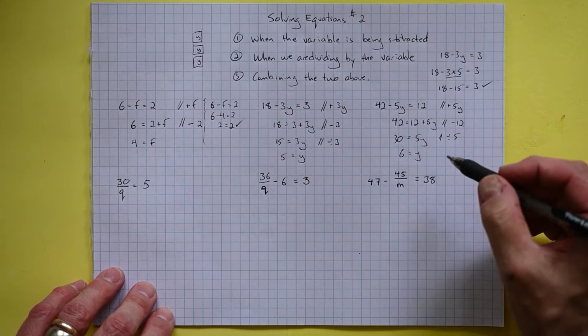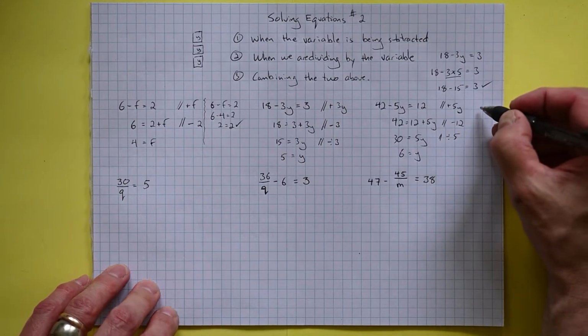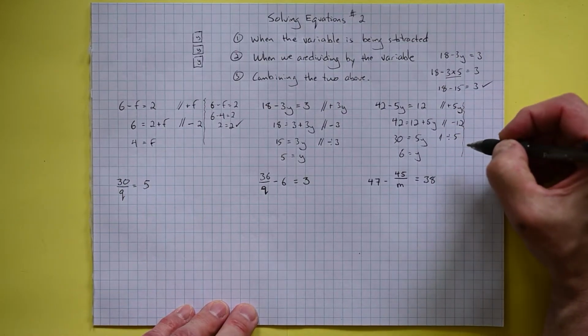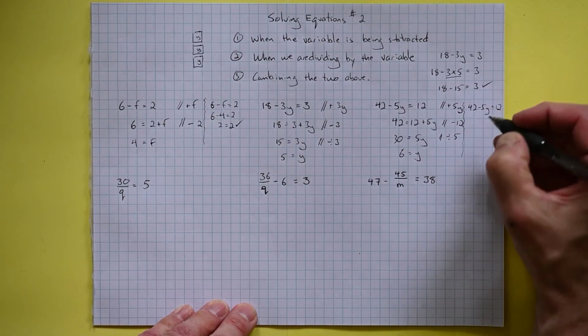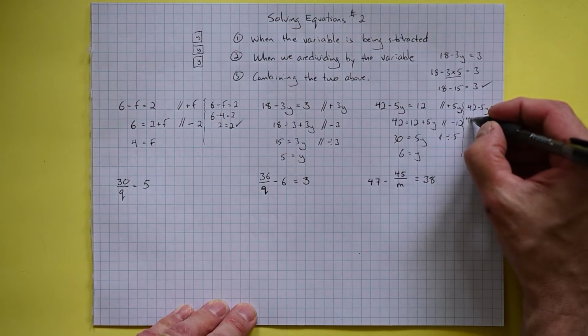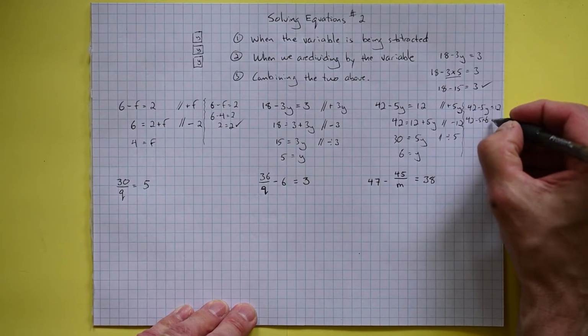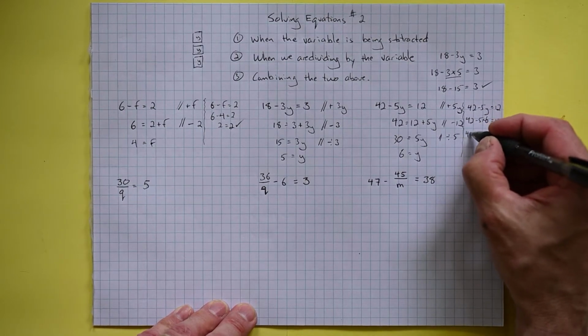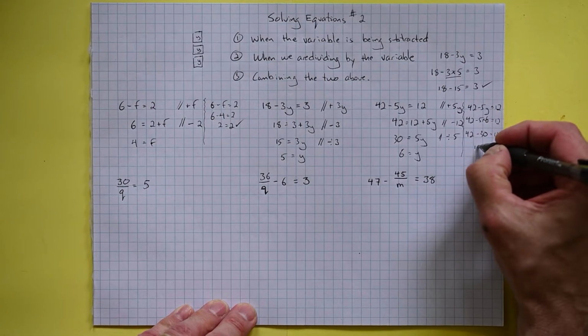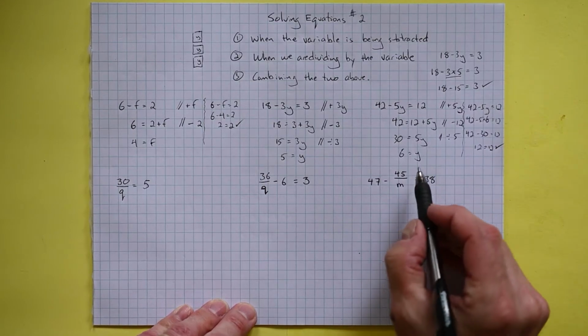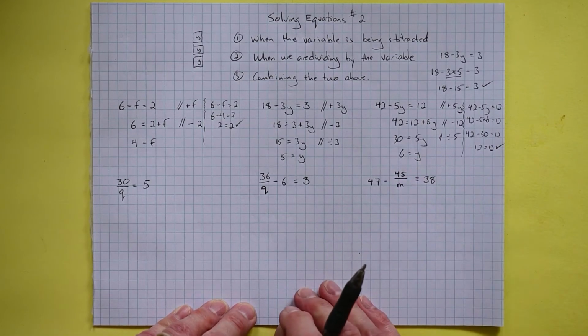And then to check that, I'll try to squeeze it in over here. We have 42 minus 5y equals 12. Throw the solution in. 42 minus 5 times 6 equals 12. 42 minus 30 has to equal 12. And that's exactly what it comes out to. And so once again, we were right.